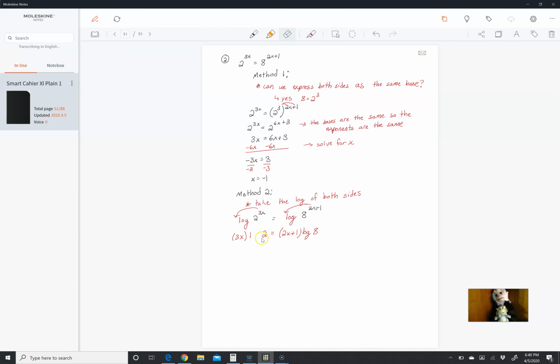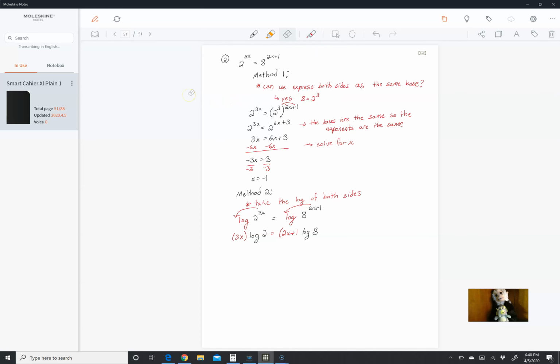I'll put this in black. I use the different colors to help you differentiate between different steps or different problems. There's a purpose to it. So that's why I'm going to rewrite it. So this becomes log of 2. And this is log of 8.